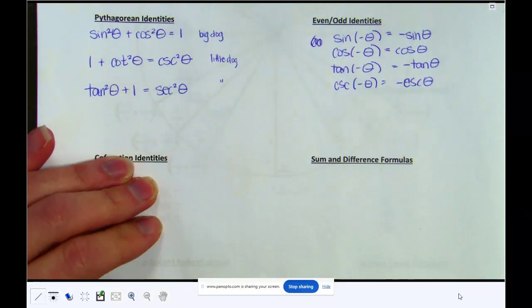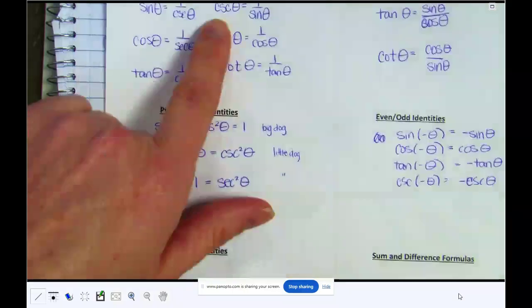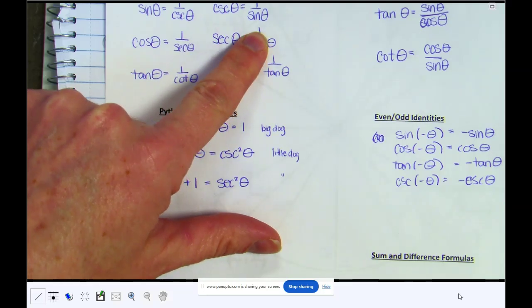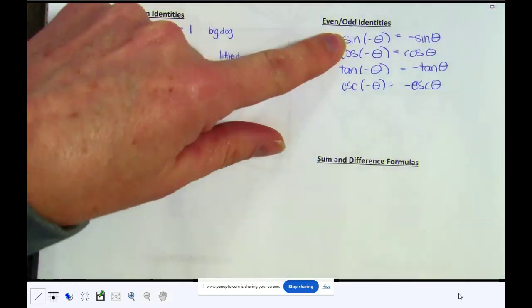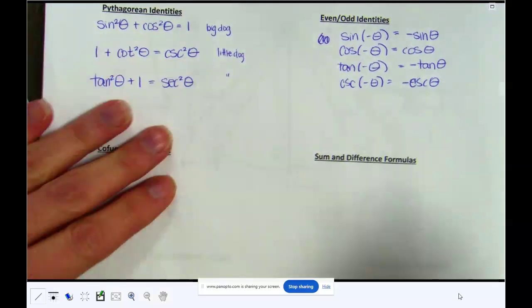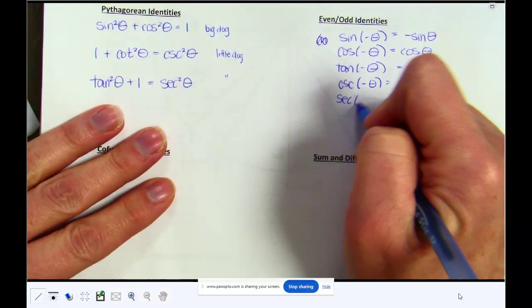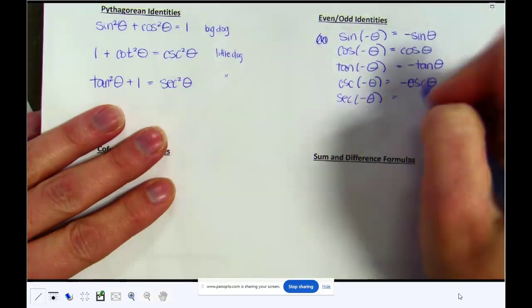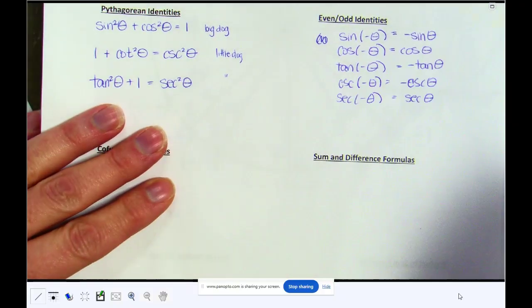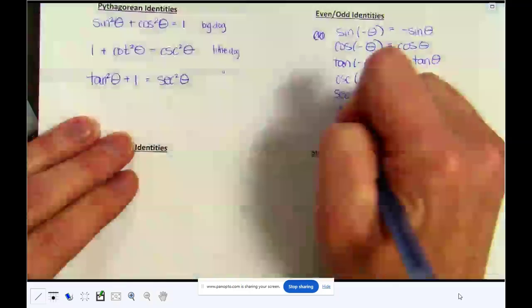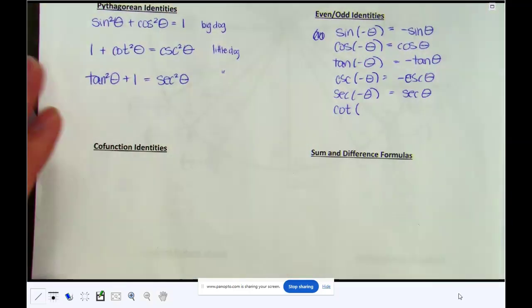Now I want you to listen to me. If you look up at the reciprocal identities, you know that cosecant and sine are related. Okay? So it should make sense that if sine is odd, cosecant is odd. So secant is related to cosine, so it is even. So secant of negative theta is equal to secant theta.